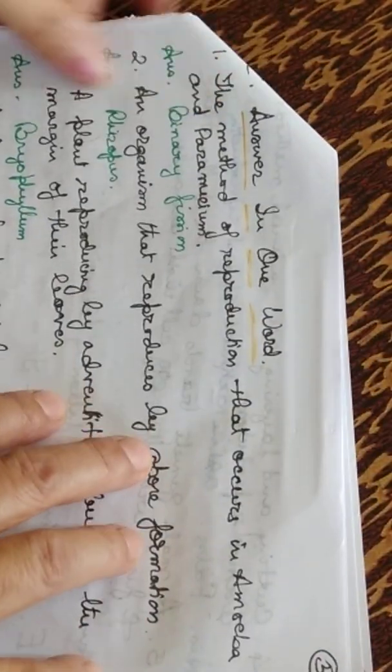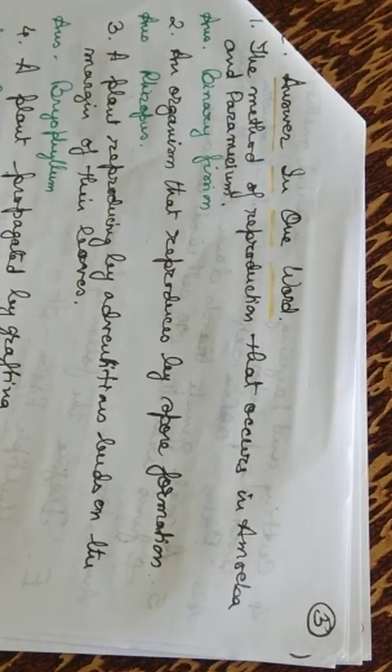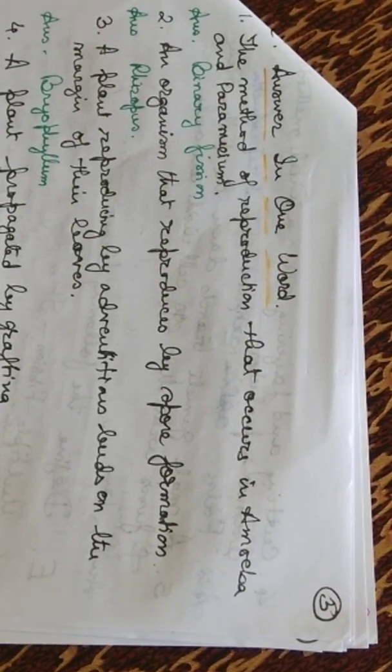Next we come to answer in one word. Okay. So the method of reproduction that occurs in amoeba and paramecium, that is binary fission. Second, an organism that reproduces by spore formation, rhizopus. A plant reproducing by adventitious buds on the margin of its leaves, bryophyllum. A plant propagated by grafting, that is rose.